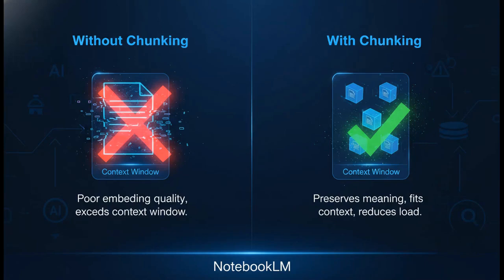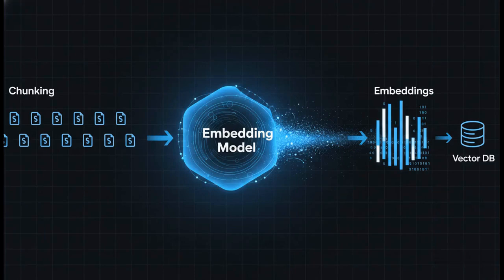Just look at the difference here. If you try to process a whole document without chunking, the quality is just poor. You exceed the context limits, it's super inefficient, but with chunking, you preserve the actual meaning, you stay within the limits, and you seriously reduce the computational load. It's a no-brainer.